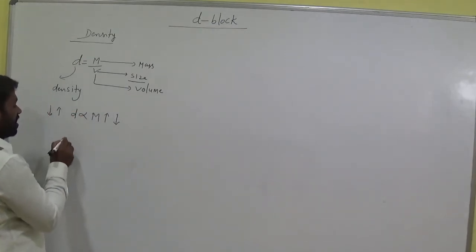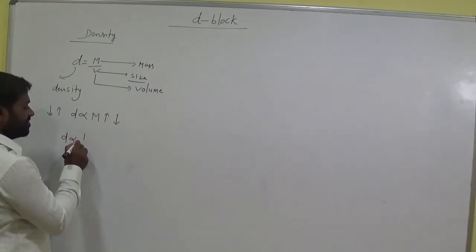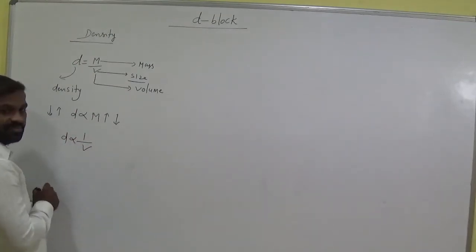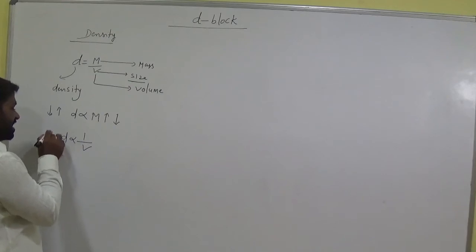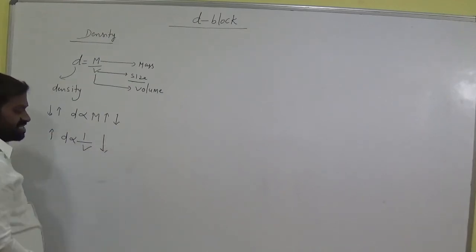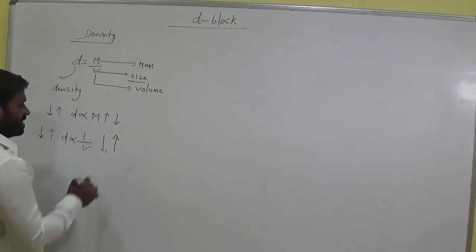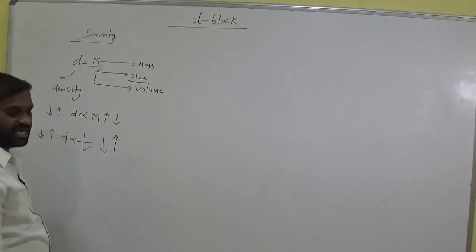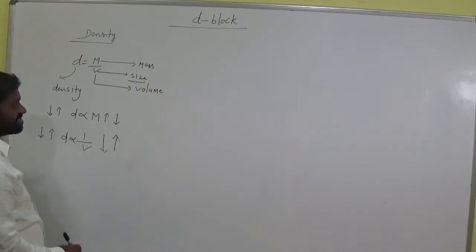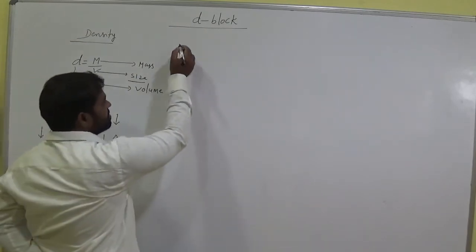And what about the volume and density relation? Density is inversely proportional to volume. That means if density increases, volume decreases, or if density decreases, volume increases. Inversely proportional relation. Okay. So let us come to the 3d transition series.